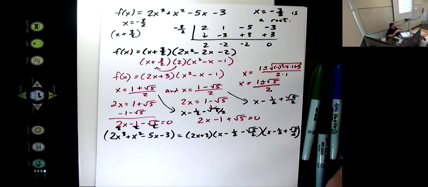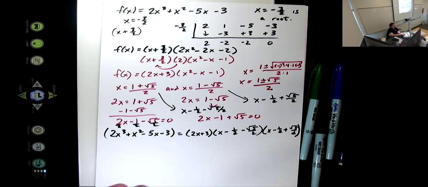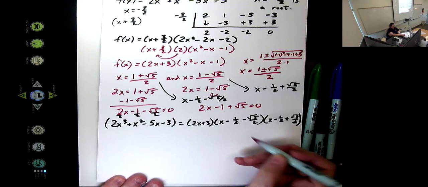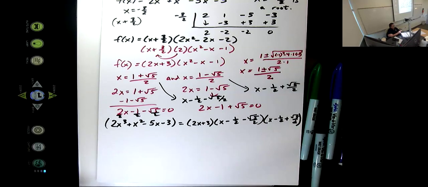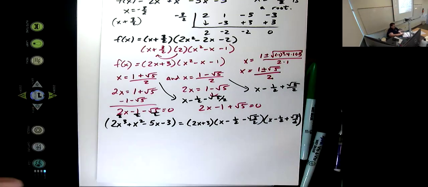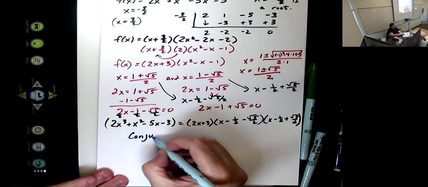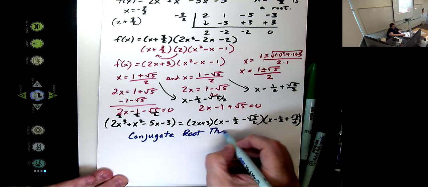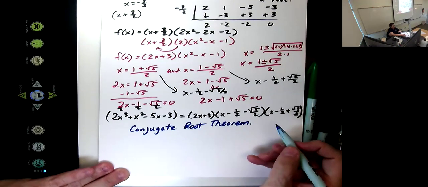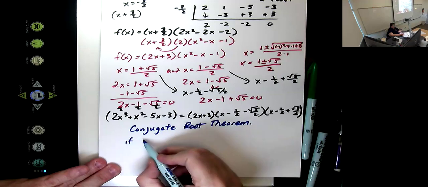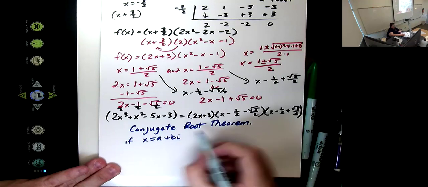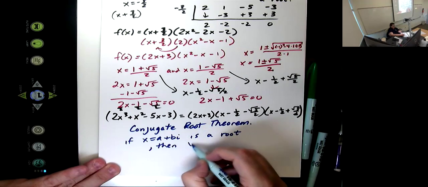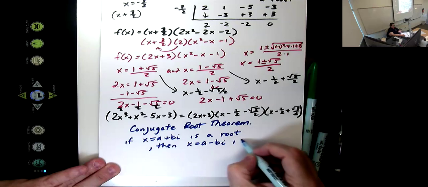This is actually something that shows up in the next section. I was probably gonna cover it later. I thought I was gonna hit it next Tuesday, but it actually reared its ugly head here. The conjugate root theorem showed up here. If x equals a plus bi is a root, then x equals a minus bi is a root.